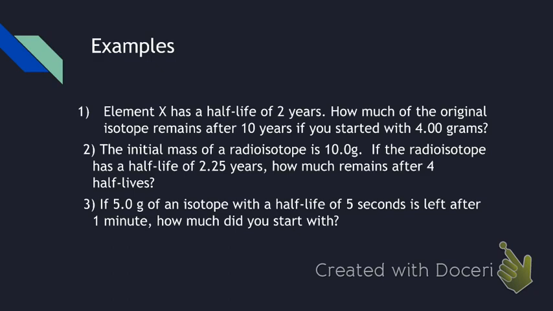And then let's do a couple problems. I'm going to solve these logically rather than plug it into the equation. It says element X has a half-life of 2 years. How much of the original isotope remains after 10 years if you start with 4 grams? If we know that element X has a half-life of 2 years, in 10 years, how many half-lives would have occurred? Well, 10 years divided by 2 years gives me 5 half-lives, right?